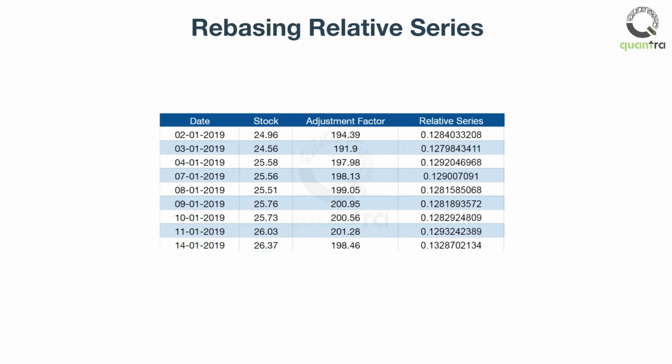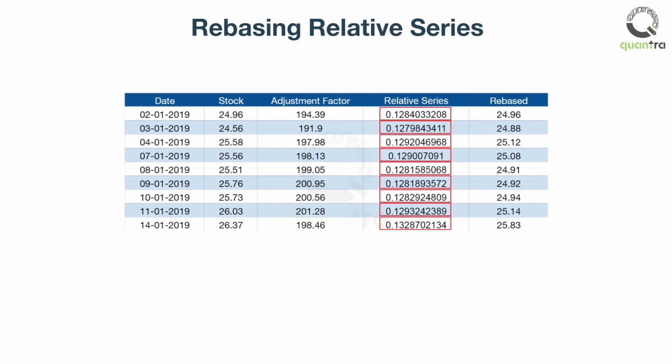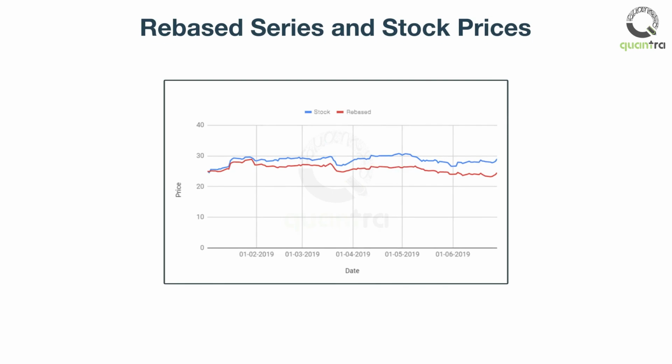We then rebase the relative series to the first value of the stock price. We do this by multiplying the whole relative series column with the first value of the adjustment factor, which is 194.39. Now the rebased relative series is adjusted for the currency and index effects.